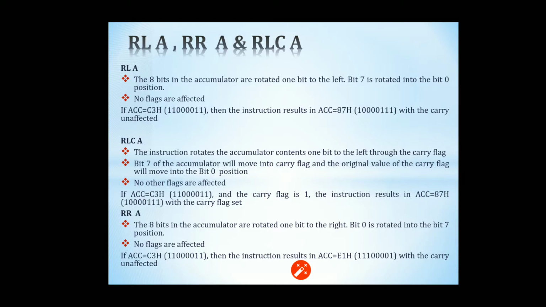Next is RR A. This is the 8-bit instruction in which the accumulator is rotated 1 bit to the right. Bit 0 is rotated into the bit 7 position. In this instruction, no flag will be affected.